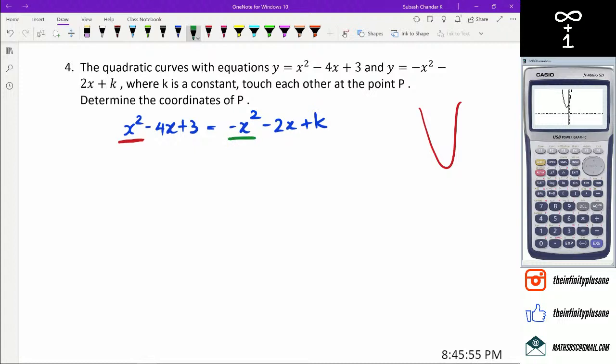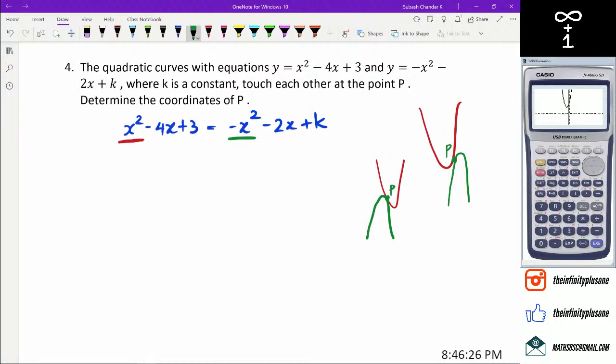This is a negative x squared, which means the parabola might look something like this, where that point right there is P. That's one option. Or it could look like this, where it's kind of touching on this side. We don't really know, but we don't really care what it looks like. What the question is actually asking us is to figure out the coordinates of the point P.